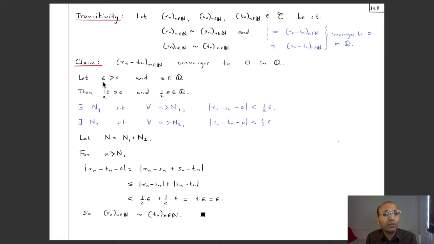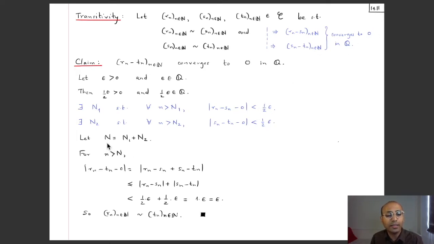So let epsilon positive be any rational number, and then we know that half multiplied by epsilon is also a rational number which is positive, and by virtue of this sequence converging to 0 in Q, we know that there exists an index capital N1 such that beyond that index the distance of the nth term, which is Rn minus Sn, to the limit, which is 0, is less than half epsilon. Similarly, since this sequence converges to 0 in Q, we know that there exists an index N2 such that beyond that index the distance of the nth term to 0 is less than epsilon by 2.